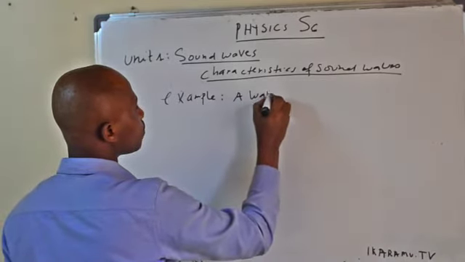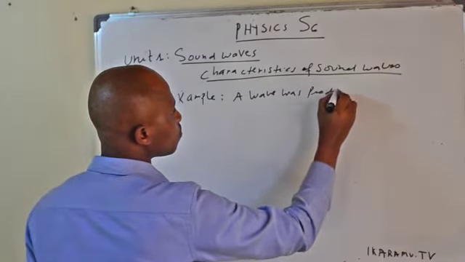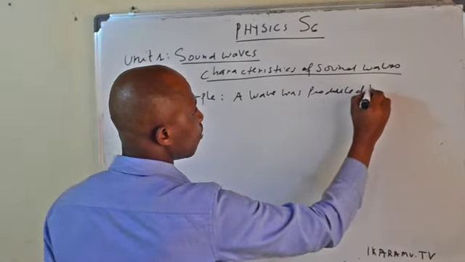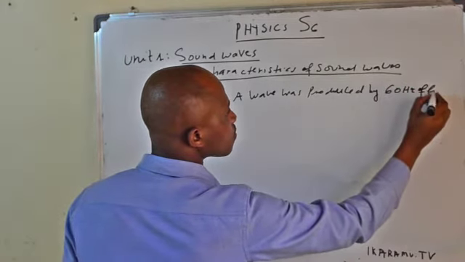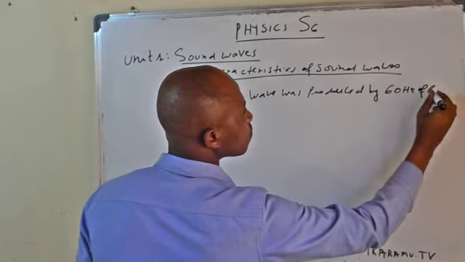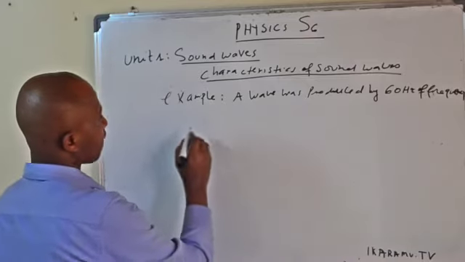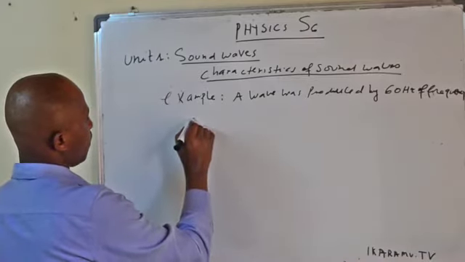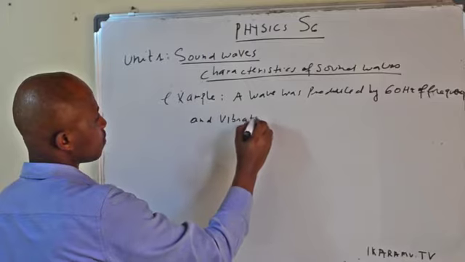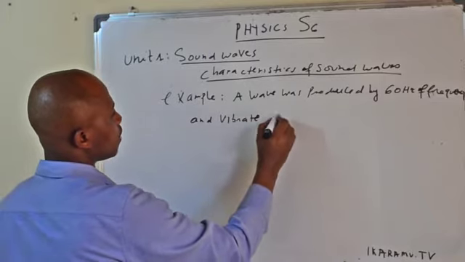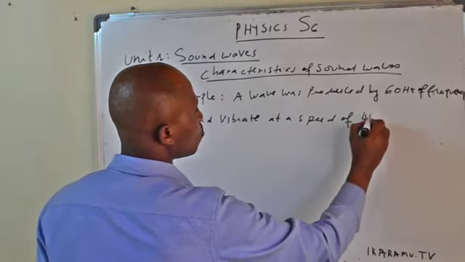A wave was produced by 60 Hertz of frequency and vibrates at a speed of 4 meters per second.